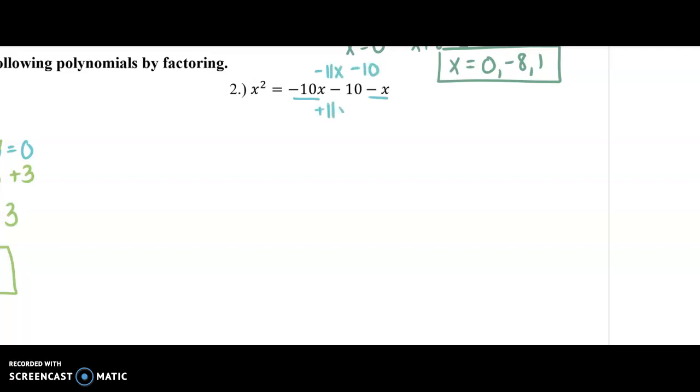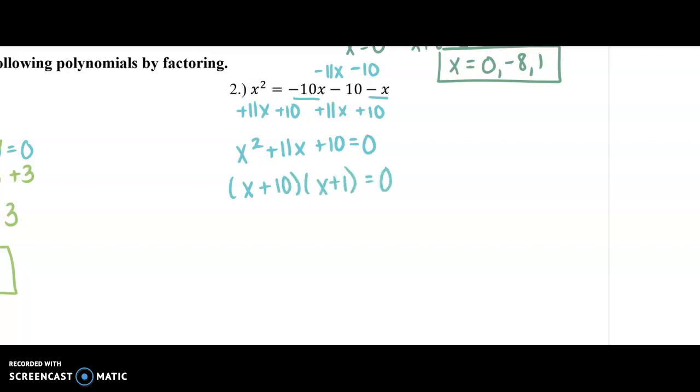Then I'm going to add 11x to both sides, and I'm going to add 10 to both sides. So now I'm going to have x squared plus 11x plus 10 is equal to 0. I have a trinomial, so I can factor it. That's the same as x plus 10 times x plus 1. Set that equal to 0. Again, we were figuring out what multiplied to 10 and added to 11.